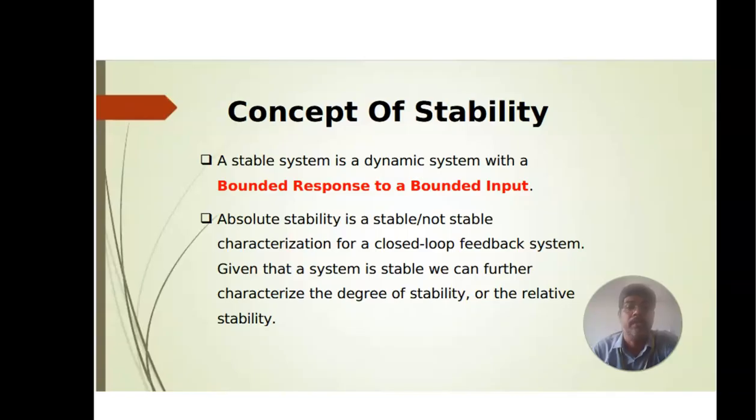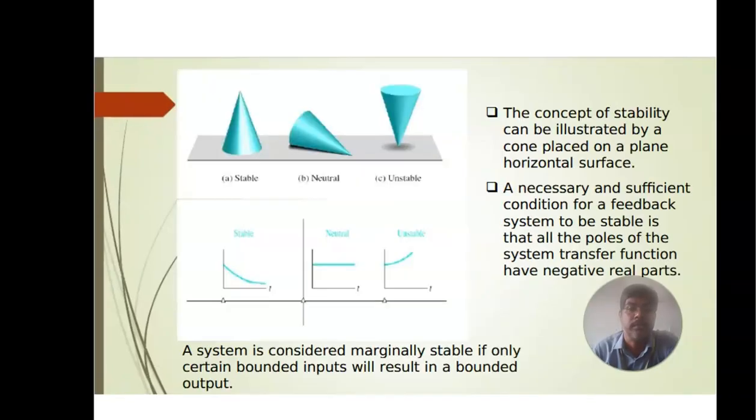What is stability? A system is stable for a bounded input. The output should be stable. Then only the system is said to be a stable system.